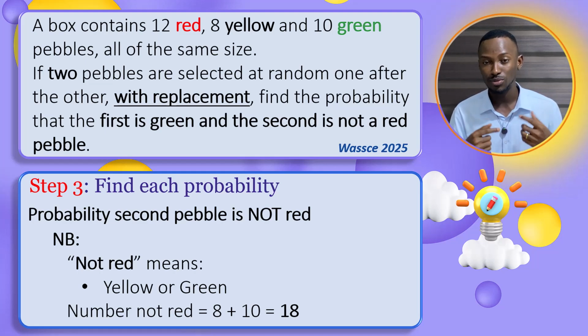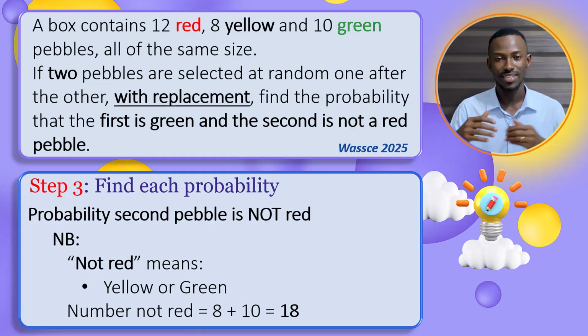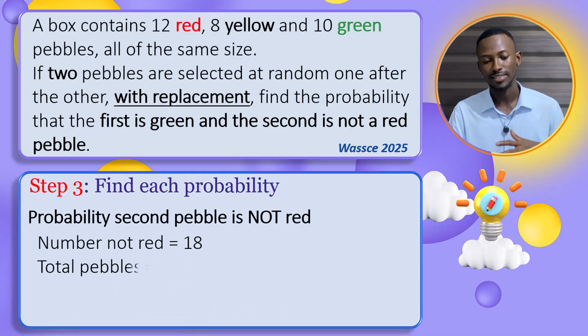So the total number of pebbles that are not red will be the total number of yellow pebbles, that is 8, plus the total number of green pebbles, that is 10. So the total number of pebbles not red is 8 plus 10, giving us 18. Good. That is cleared out for us. We should write out the total number of not red pebbles and the total number of pebbles. So from the question, we have total number of pebbles not red being 18 and the total number of pebbles being 30. So what is the formula for probability? Again, that is total number of the selection divided by total number of pebbles, or total number of samples.